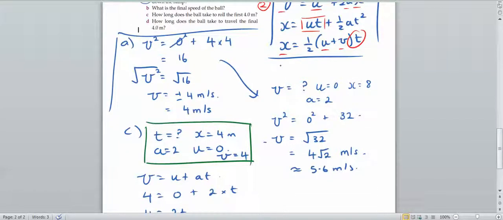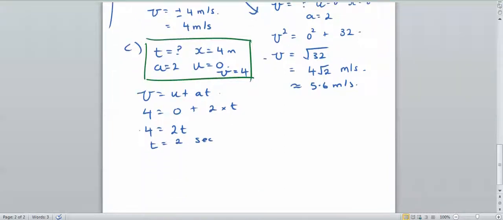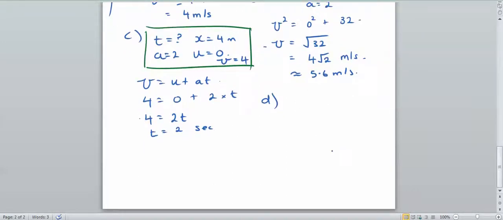How long does the ball take to travel the final 4 meters? Okay, so this is where we've got to start thinking a little bit more logically. What is the initial speed? Let's consider the ramp, which is 8 meters, but we know that it's traveled half. The initial speed there is actually 4 meters per second. And the final speed, well, we know that the final speed is around about 5.6.